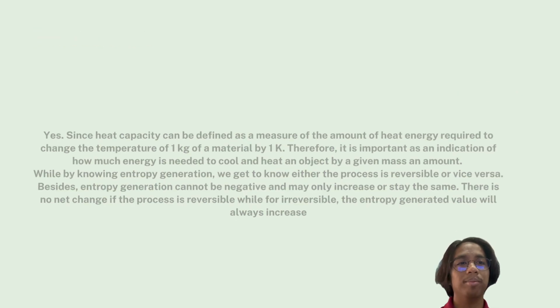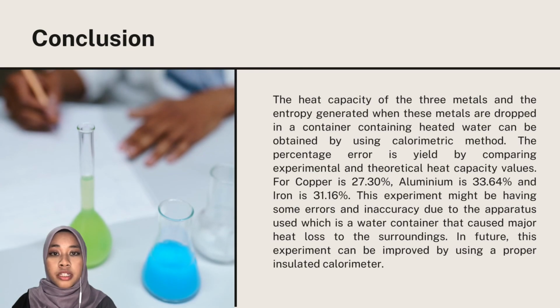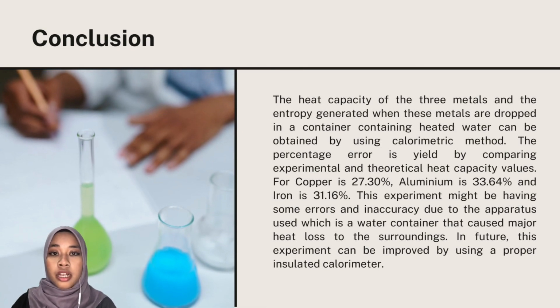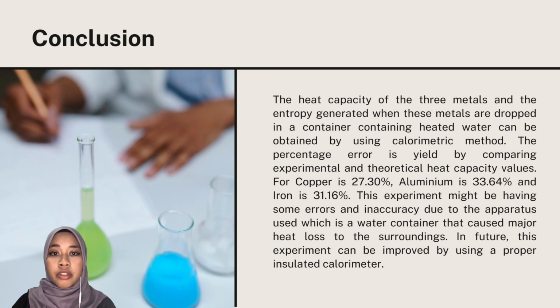Thank you. In conclusion, the heat capacity of the three metals and the entropy generated when these metals are dropped in a container containing heated water can be obtained by using the calorimetric method. The percentage error is yielded by comparing experimental and theoretical heat capacity values. The percentage error for copper is 27.3%, aluminium is 33.64%, and iron is 31.16%.